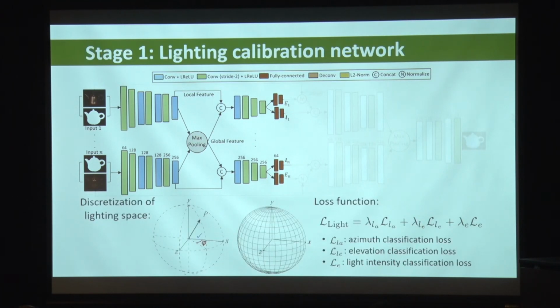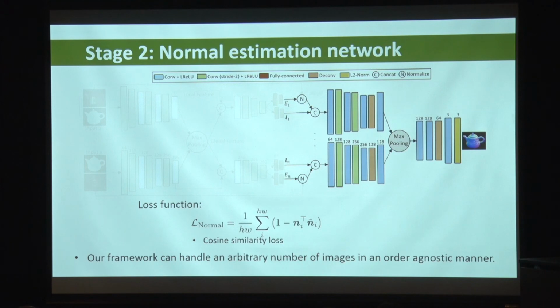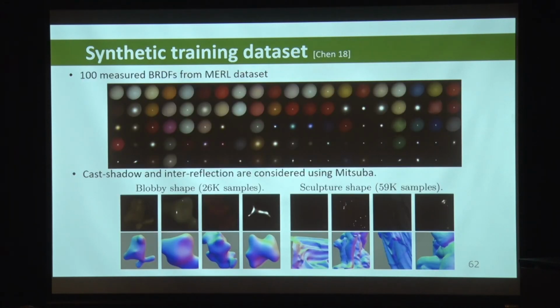Something to say about the lighting estimation. Instead of doing regression, it's actually a classification problem in a discretized space, because this gives some tolerance to errors. For this network, you cannot expect the lighting outputs to be very accurate, so they found that this way gives better results. The normal estimation is actually the same, so I'll skip this one. And again, the training data is the same.